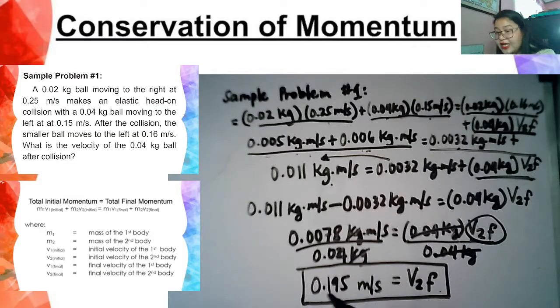And then, your final operation, you need to divide. So we have 0.0078 divided by 0.04. So you will get the final velocity of the second object, which is 0.195 meter per second.